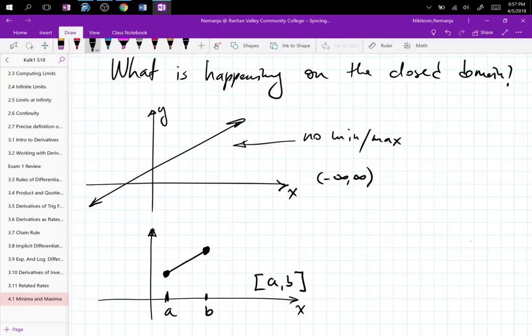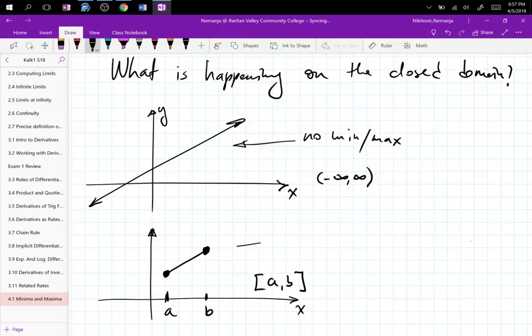You all see that? So the line on top has no min and max because the line will continuously grow and continuously fall to the left. So no absolute min, no absolute max, no any kind of min and max in this case. But the one on the bottom has absolute min and absolute max on the endpoints.